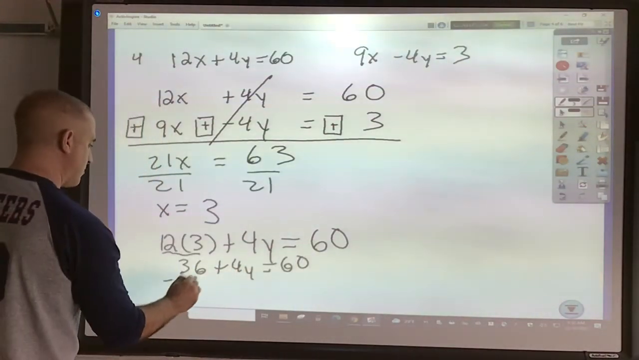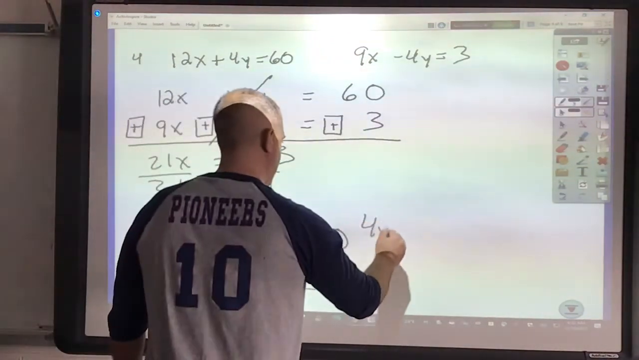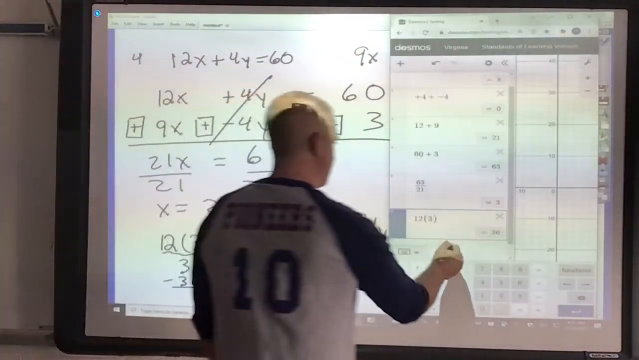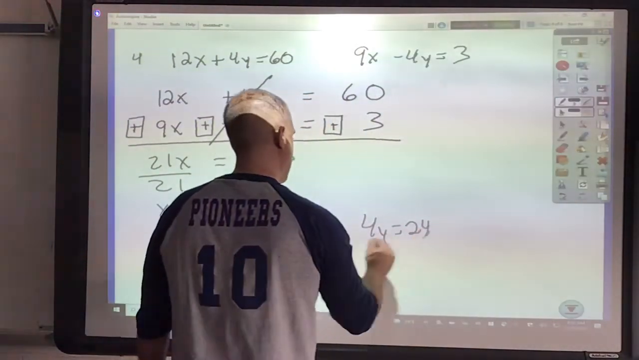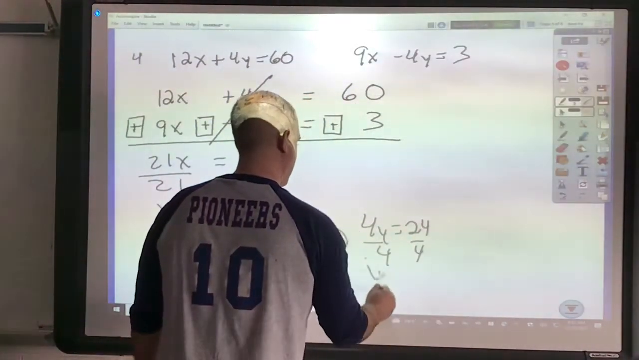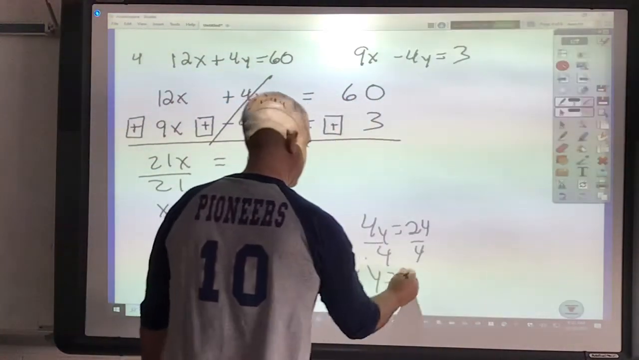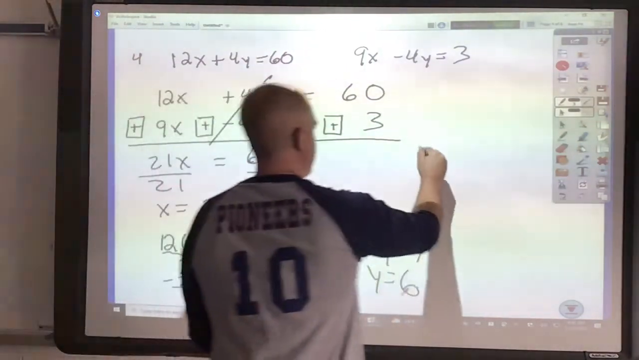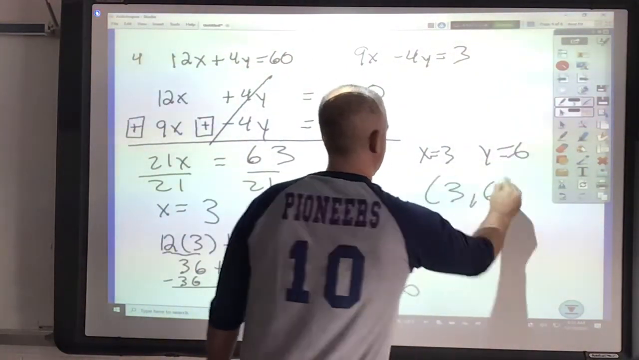To solve here, I would subtract 36. That's going to be 4y equals 60 minus 36, which is 24. And I want to divide by 4. That's y equals 24 divided by 4, which is 6. So my answer is x equals 3, y equals 6, or you can write it as (3, 6).